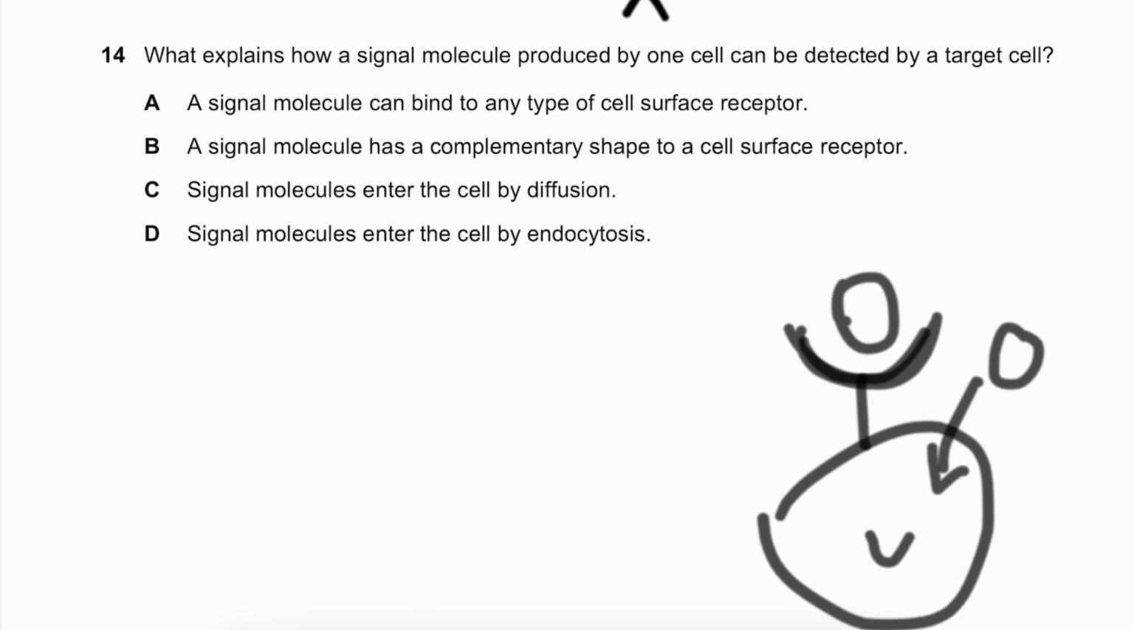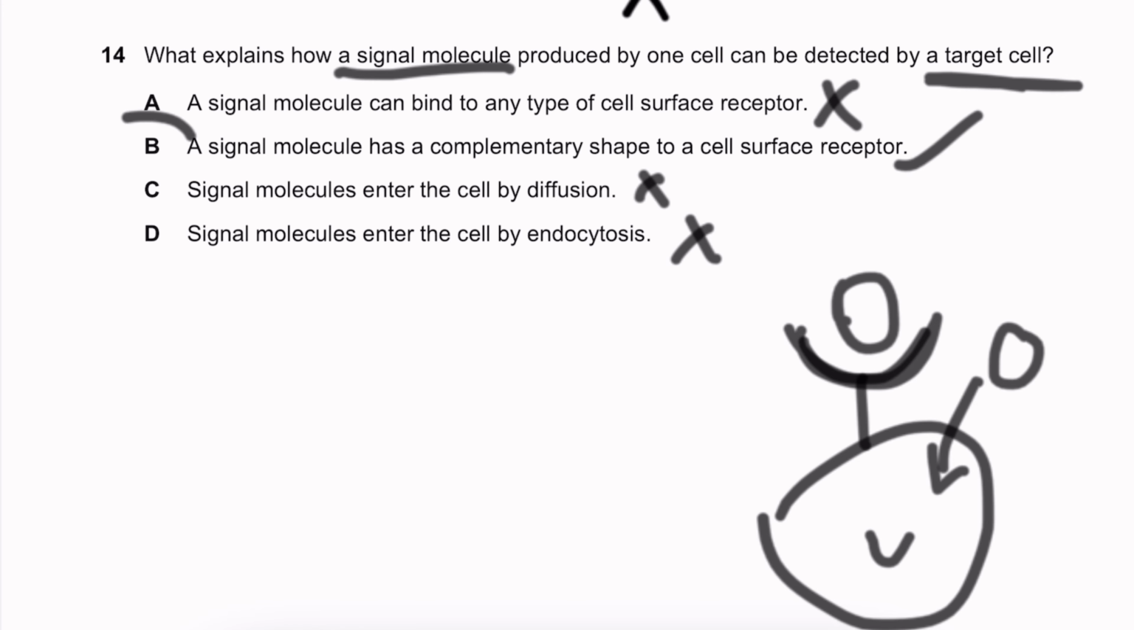A signal molecule can bind to any type of cell surface receptor. That is wrong, okay? He mentioned why a single signal molecule produced by one cell can be detected by the specific target cell. This does not make sense. A signal molecule has complementary shape to a cell surface receptor, correct? Signal molecules enter the cell by diffusion, not necessarily, not always, and this is not the reason they are detected by target cells. Same thing for endocytosis, so that's why the answer is B.